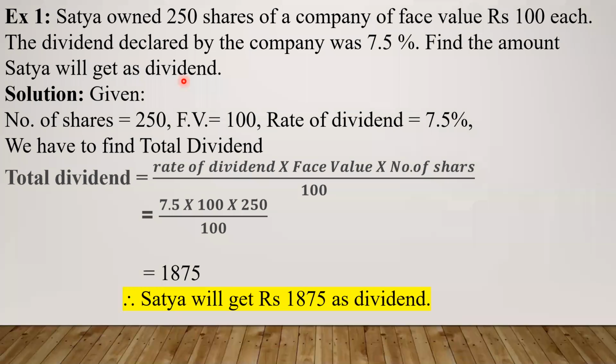Okay. So what you have to do, first read the question and write down what are the given things. So I've written solution and given things. Okay. Always read the question. If you have not understood in one attempt, read it twice, thrice. Okay. So read it very slowly. Try to understand and write down what are the things given to you and what is asked of you. So Satya owned 250 shares of a company. That means what is given to you?